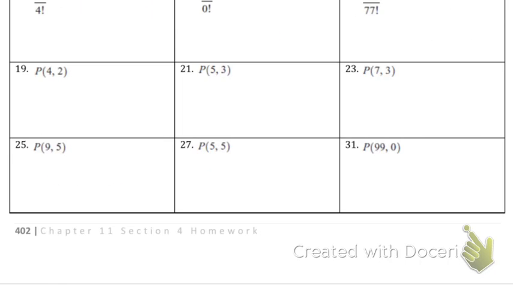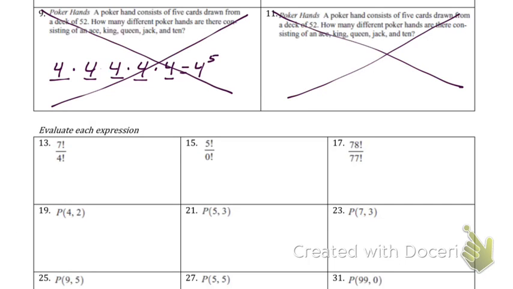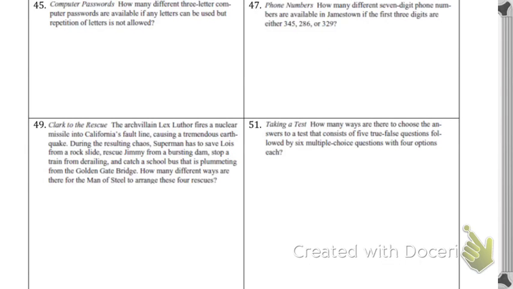Yeah. 51. Before I get to 51, I just want to make sure we recognize that 0 factorial equals 1, so this is really 5 factorial over 1. All right, so don't just see zeros with factorials and go, it's undefined. I just want to say that. All right, 51.